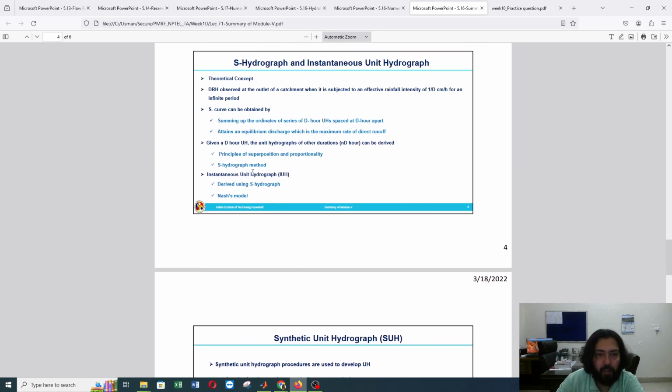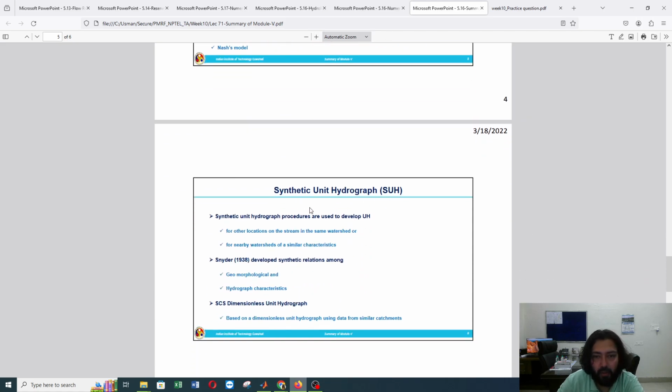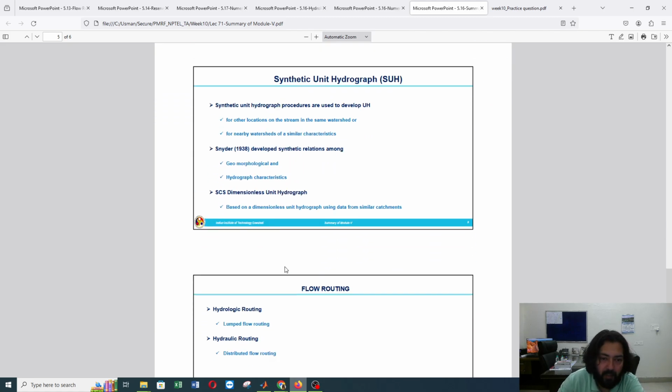Then we talked about instantaneous unit hydrograph, and we have derived it using two methods, that is by using S hydrograph and also by using Nash model. Then we talked about synthetic unit hydrograph, which is one of the important hydrographs when we don't have any data for a catchment. So what we are going to do is take the hydrograph characteristics and catchment characteristics of an adjacent or nearby catchment.